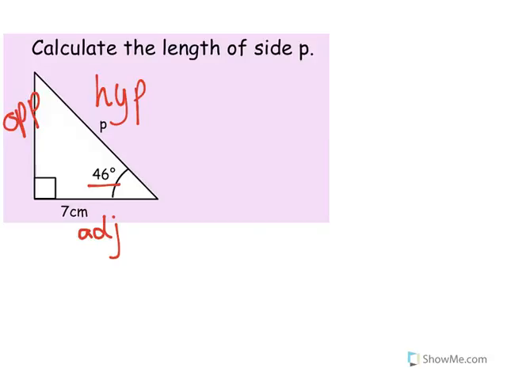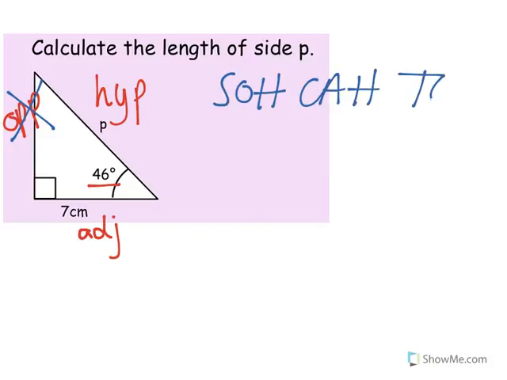Once I've labelled the sides, it's then important that I cross off the one with no information. So I know the hypotenuse is p, my unknown value, and the adjacent is 7, but there is no information at all with the opposite side, so I'm going to cross that out. Now I need to write down SOHCAHTOA and identify which one I'm going to be working with. So I have the adjacent and the hypotenuse, so therefore it's going to be CAH.